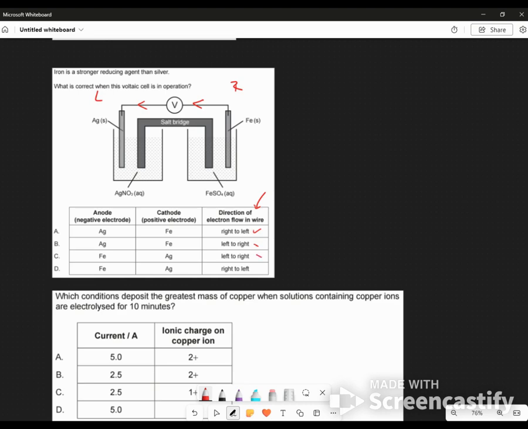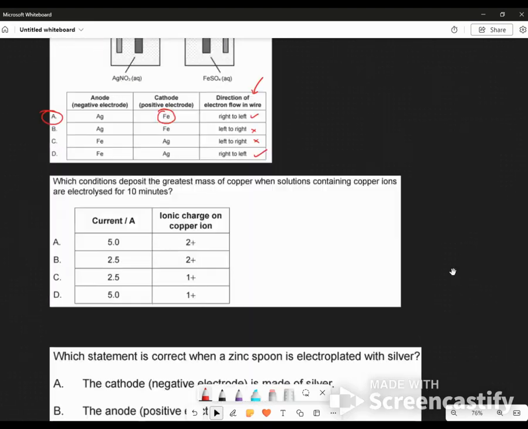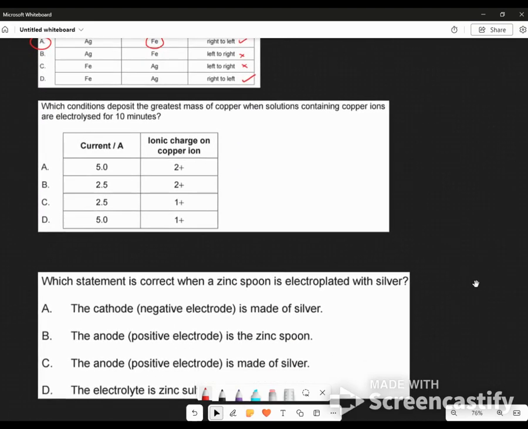No. Right to left. The negative electrode is going to be the iron, isn't it? So it's got to be that one because it's the one supplying the electrons. And there you go, A. All right. If I get any of these wrong, please tell me. But I'm pretty sure I haven't got any wrong.